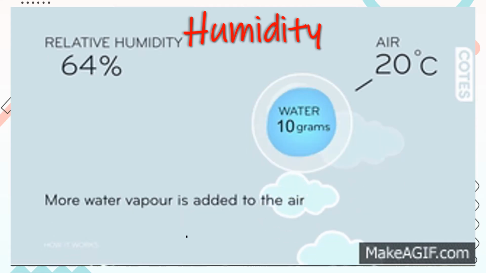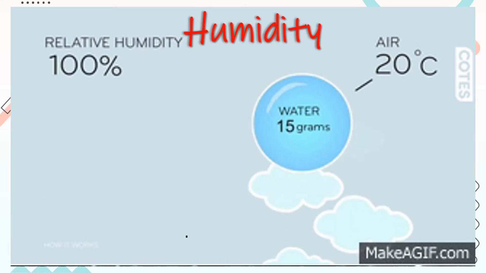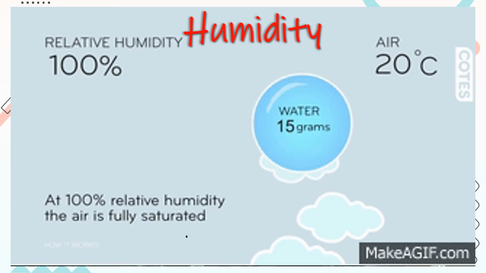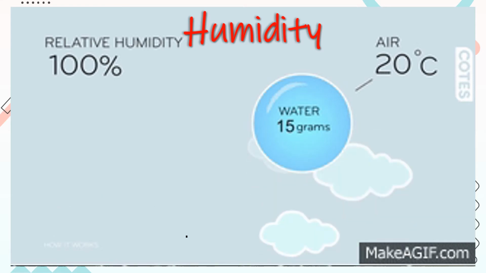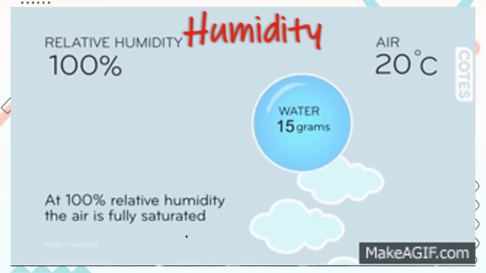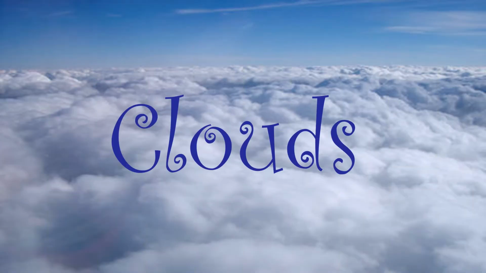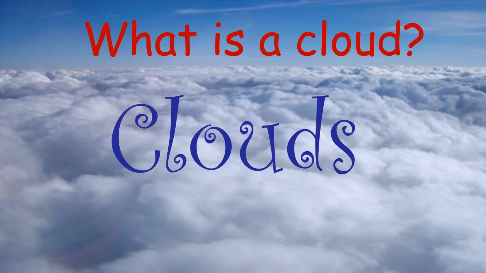Excess water vapor will fall as precipitation. Clouds and precipitation occur when air cools below its saturation point. This usually happens when warm, humid air cools as it rises. Mention the word clouds. So what is a cloud?